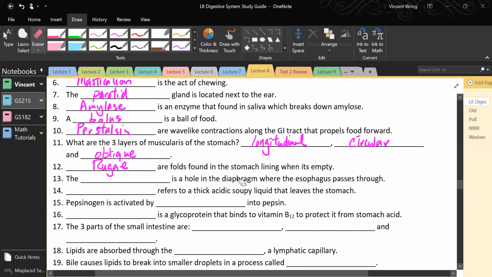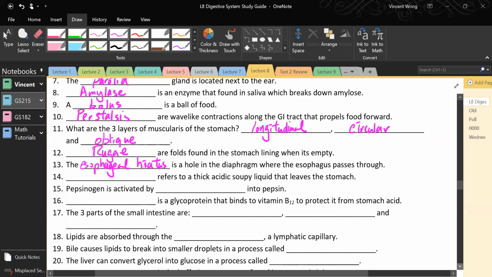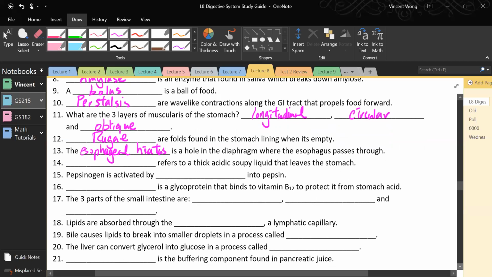There is a hole in the diaphragm where the esophagus passes through. We call that the esophageal hiatus. Sometimes the stomach can squeeze through the hiatus and end up in your thoracic cavity. That is stomach herniation. Sounds pretty painful.